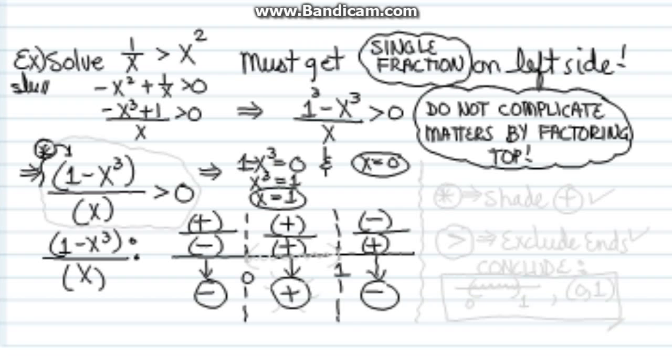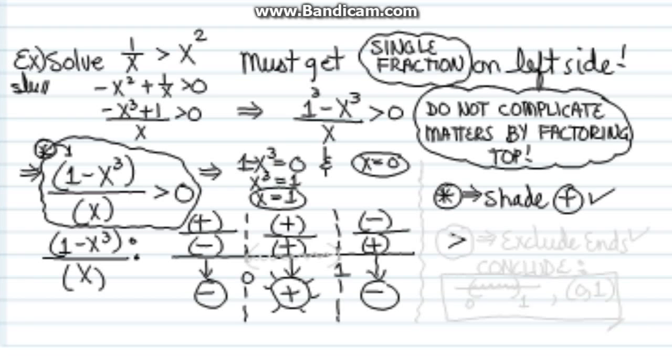Now, looking back at the star, step 2, we are told that we're only interested in values greater than 0, which means only shade the regions that are positive. To be greater than 0 means to be positive. So I'll just shade the middle region right here between 0 and 1. And greater than with no equal portion indicates that we exclude our endpoints.